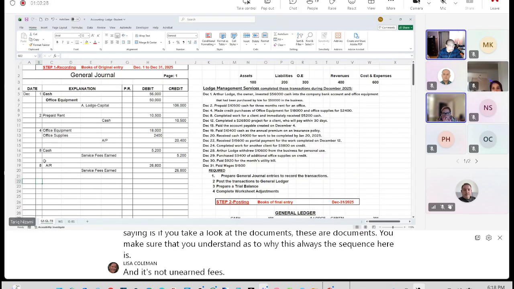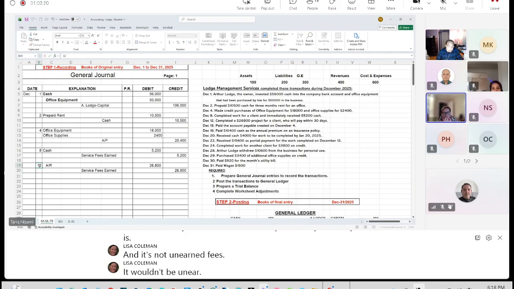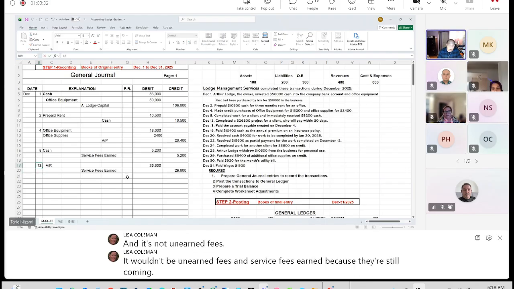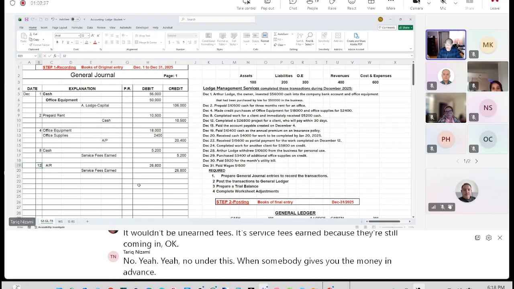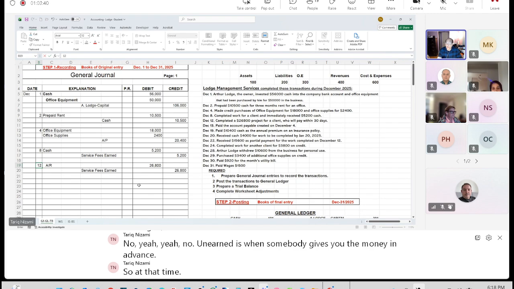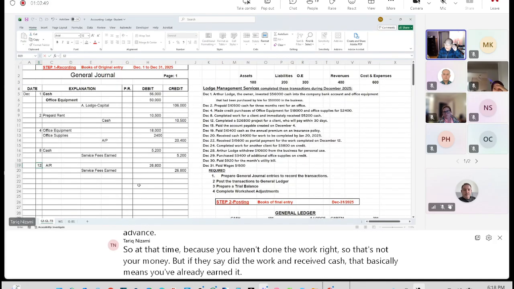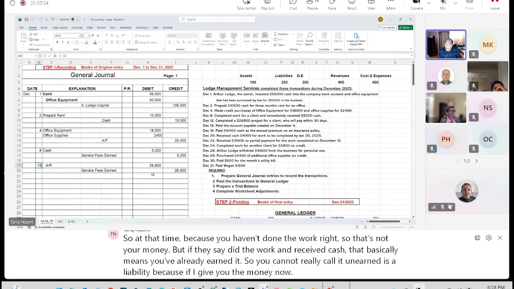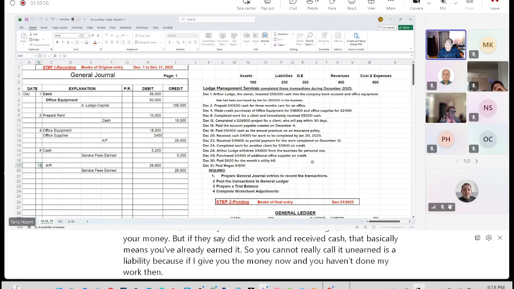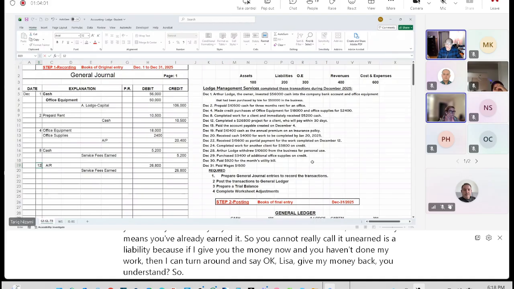It wouldn't be unearned fees. It's service fees earned. Unearned is when somebody gives you the money in advance, because you haven't done the work, right? So that's not your money. But if they say did the work and received cash, that basically means you've already earned it, so you cannot really call it unearned. Unearned is a liability because if I give you the money now and you haven't done my work, then I can turn around and say, okay, Lisa, give my money back. You understand? So it's not my money yet.